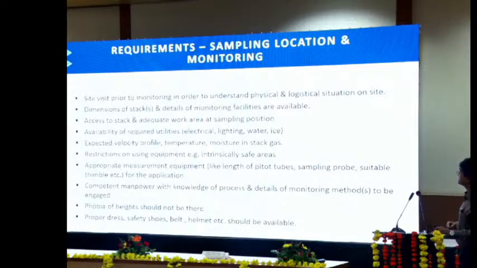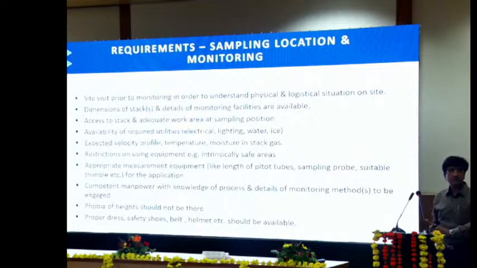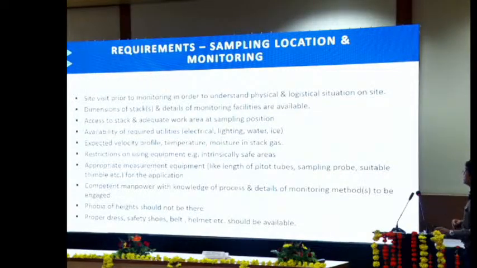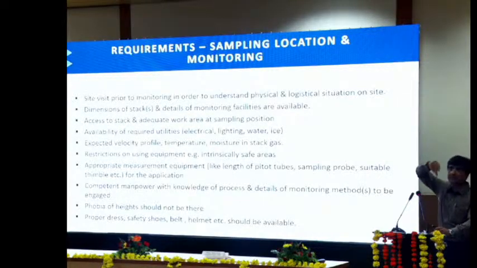Access to the stack and adequate work area at the sampling plane. I'll just show you with the photographs. If there is no space, probably you cannot install CEMS, and you will not be able to do the monitoring properly also. Availability of the required utilities like electrical, lighting, water, ice. If you're going almost to a height of say 80 meters, everything has been taken care of and there is no electric supply. It has happened many times.